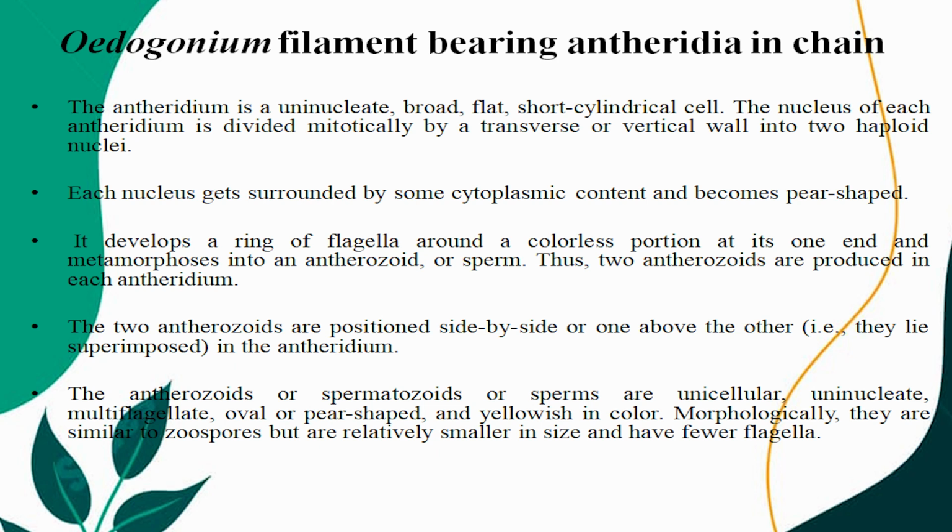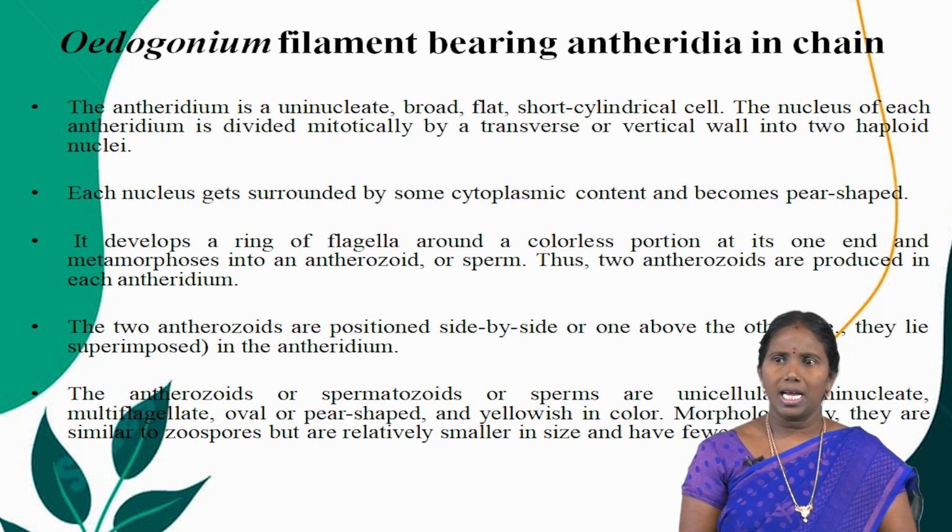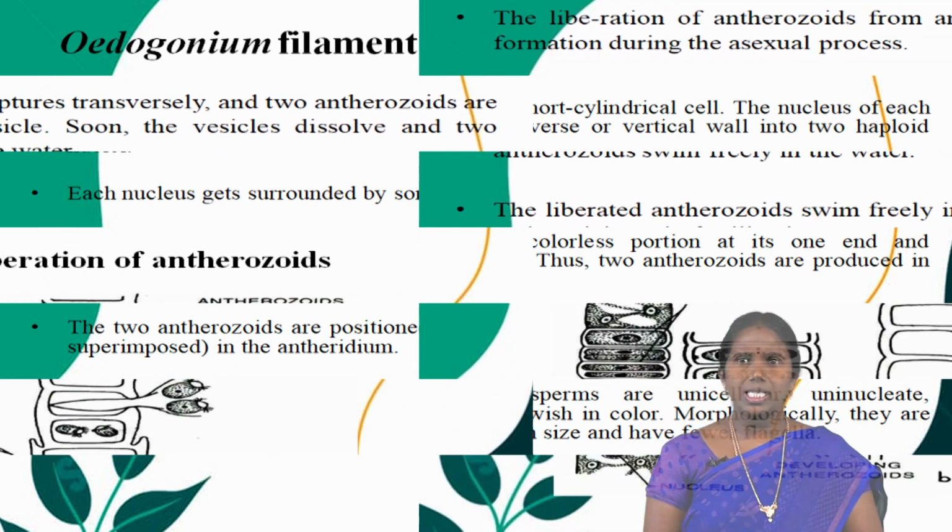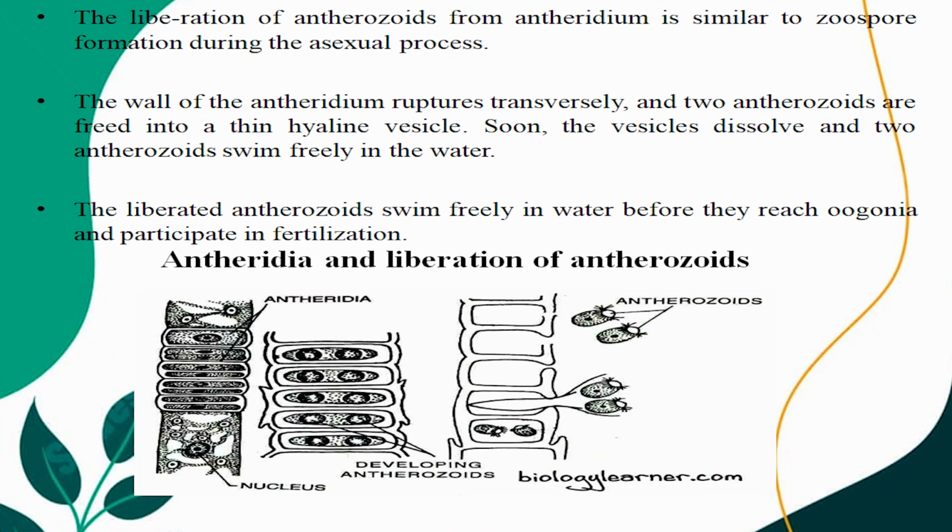They lie in the antheridium. The androzoids, or spermatozoids or sperm, are unicellular, uninucleate, multiflagellate, oval or spear shaped and yellowish in color. Morphologically, they are similar to zoospores but are relatively small in size and have few flagella. This slide shows the antheridium and liberation of androzoids.